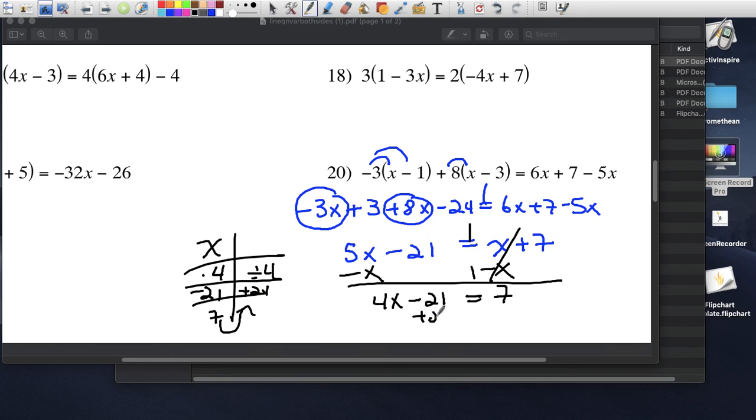So, plus 21, both sides. Again, let me just write this on the side. 4x equals 28. Now it tells me that I have to divide by 4. And if I divide by 4, x equals 7. And you're welcome to do your check. On the test, you actually have to do your checks. Okay? And there was one more.